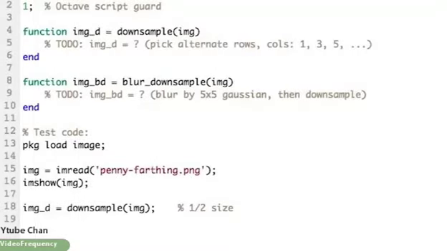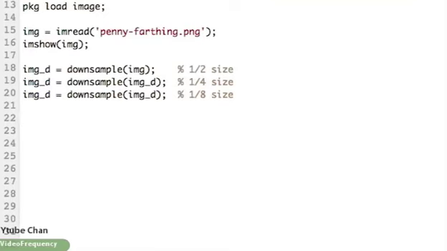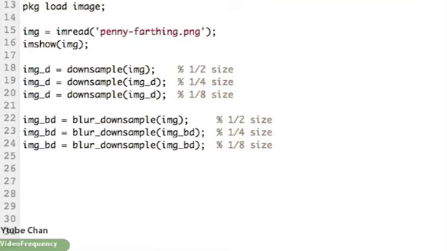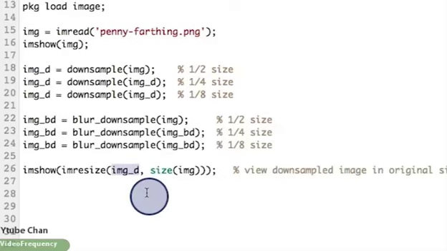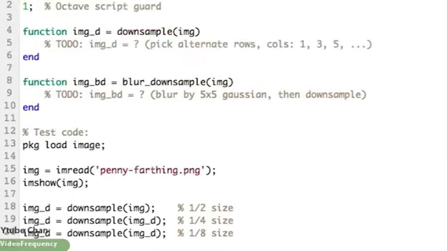Okay, to relieve that guy of his misery, let's downsample the image. This should be half the original size, that is half width, half height. Once more, and a third time. Let's do the same with the blur and downsample function. Alright, now we have two images, 1/8 the original size. Let's view the downsampled image, magnified to the original size. And let's compare that with the other image. Implement the two functions and compare the results. You know what they'll look like.